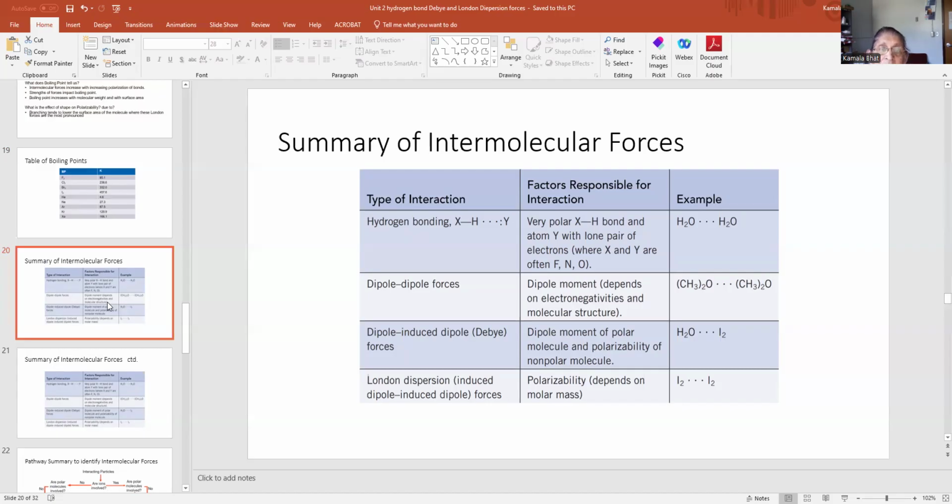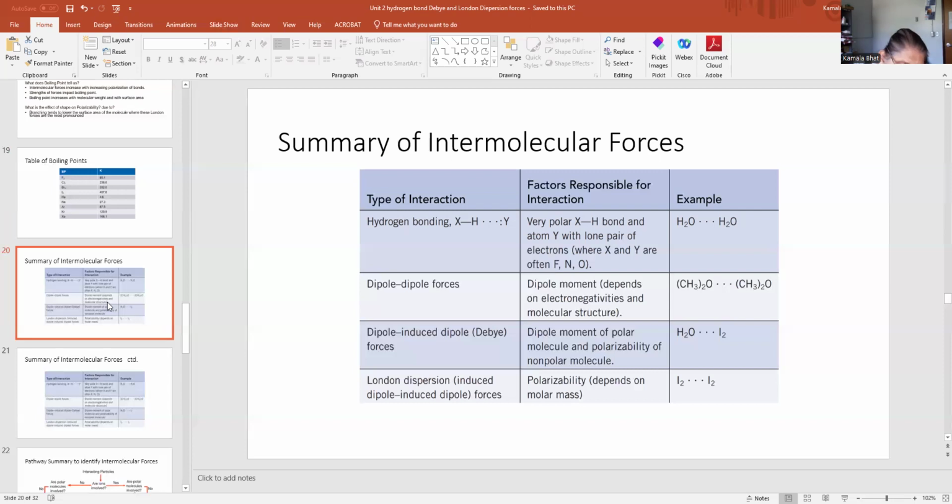including the solubility. Hydrogen bonding is between X, H, and Y, where X and Y have lone pairs of electrons and can have different electronegativities, and the bond is formed between F, N, and O. That is fluorine, nitrogen, oxygen. Dipole forces: dipole moment depends on electronegativities and molecular structure.